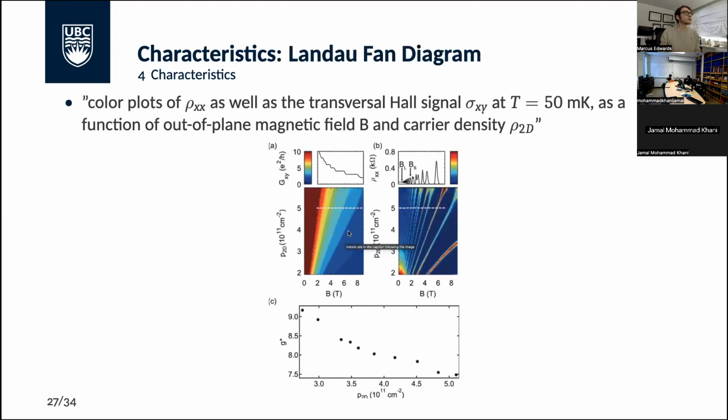to talk about these color plots, which is their Landau fan diagram. Color plots of the resistivity as well as the transversal Hall signal at 50 millikelvin as a function of in-plane magnetic field and carrier density are shown. They defined 0 to be blue and 10 to be red, and then they show this fan diagram showing how their carrier density responds to the magnetic field, and how the G tensor responds to the carrier density, or is defined in terms of the carrier density.